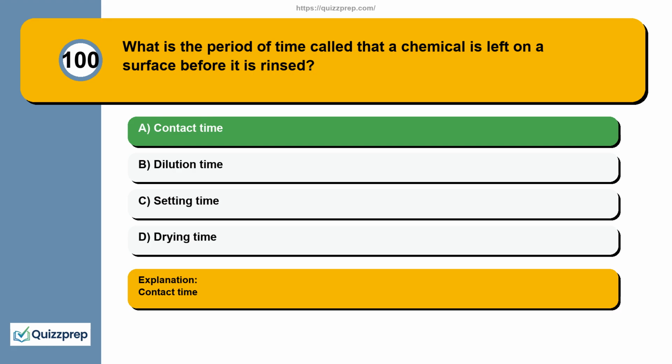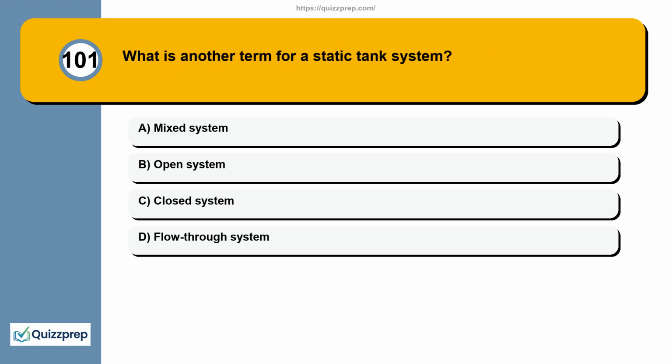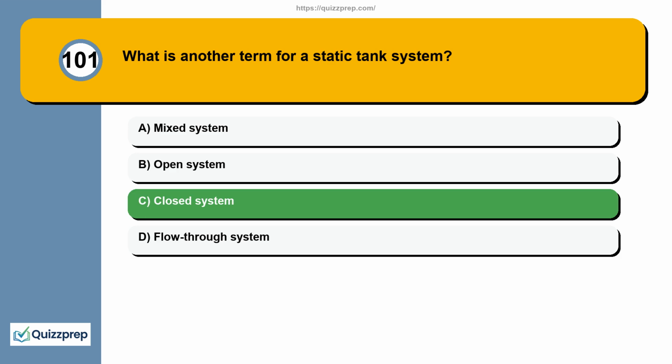Question 101. What is another term for a static tank system? Option A, mixed system. Option B, open system. Option C, closed system. Option D, flow-through system. The correct answer is option C, closed system.